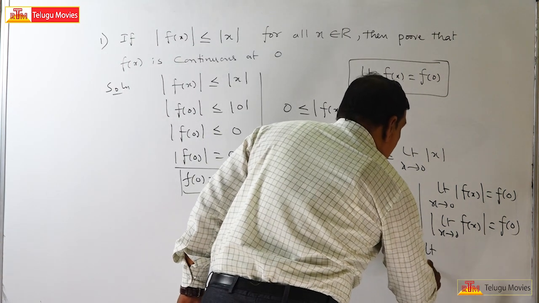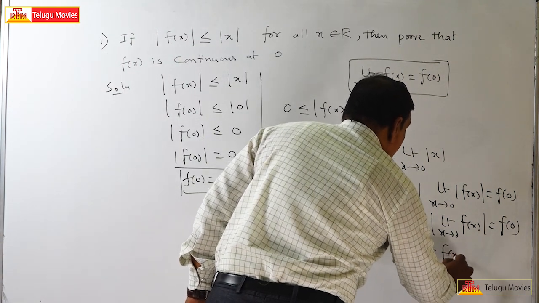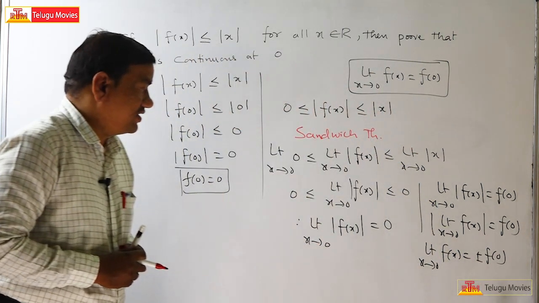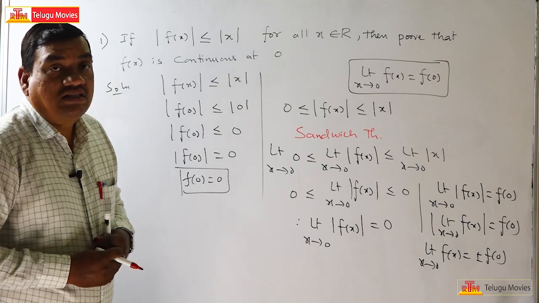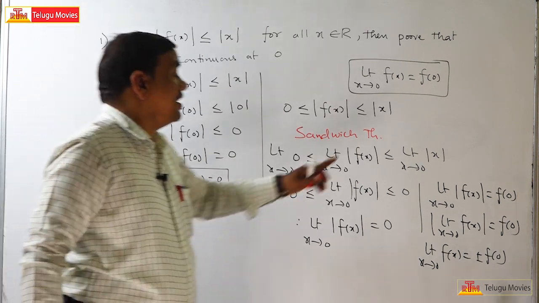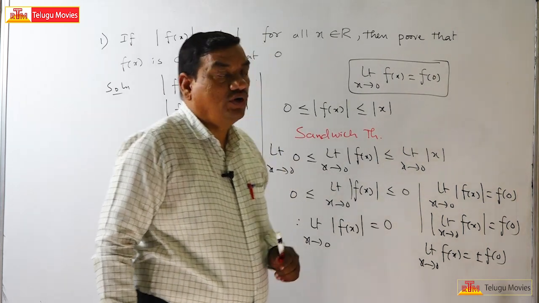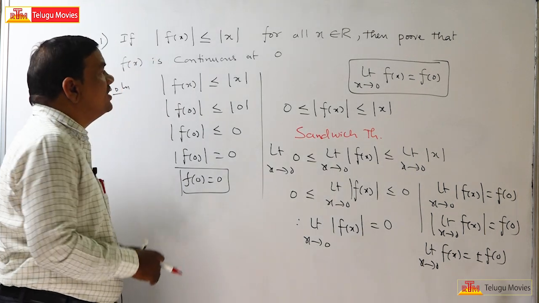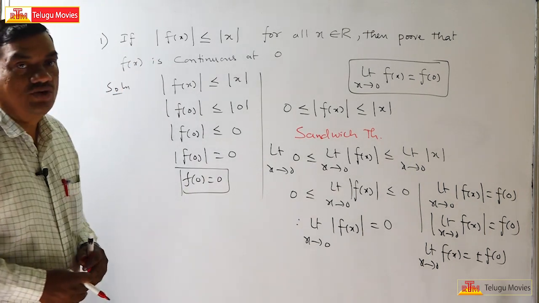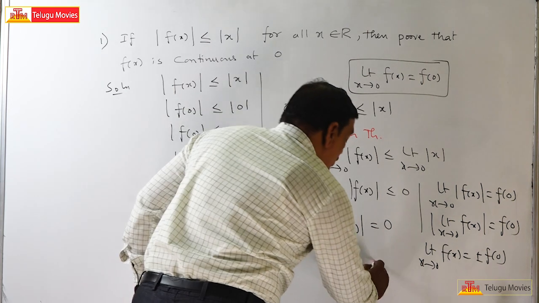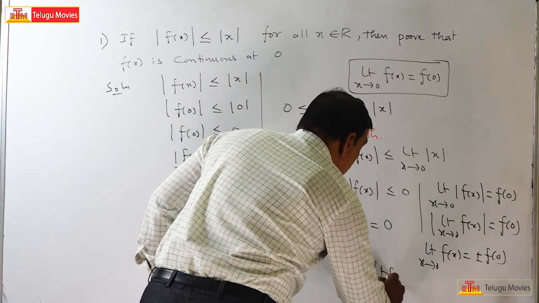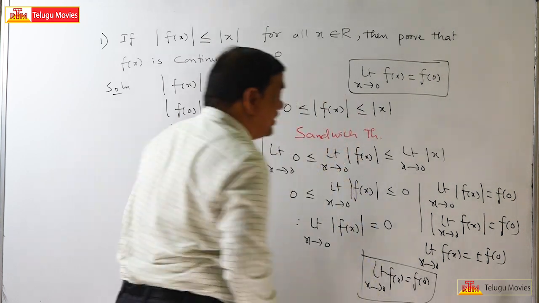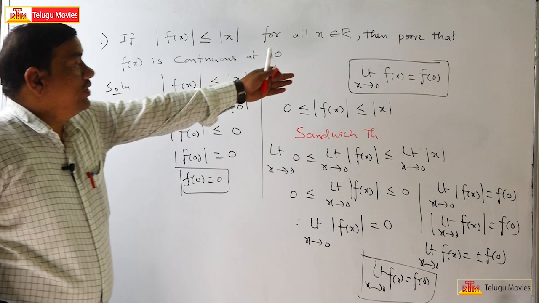So, this implies limit x tends to 0 f of x is equal to plus or minus f of 0. We already have the plus f of 0. Hence, the function is continuous at x equal to 0. So, from this we can conclude that limit x tends to 0, f of x is equal to f of 0. We got the result.